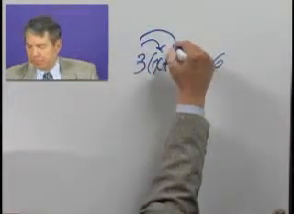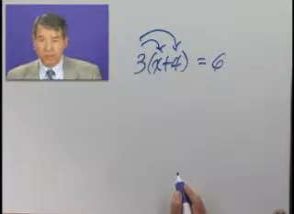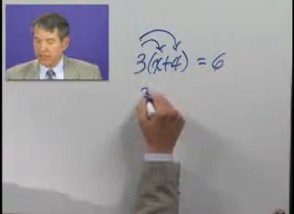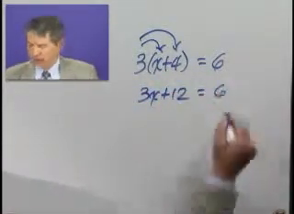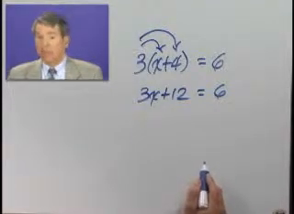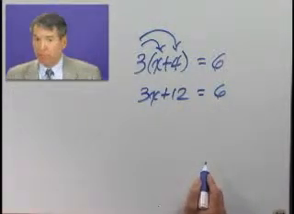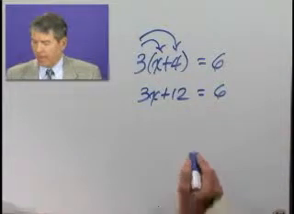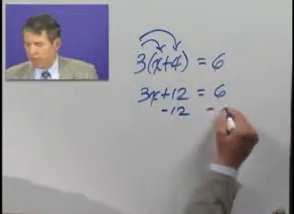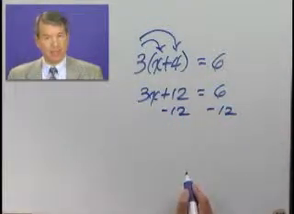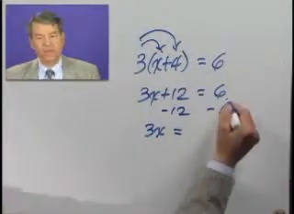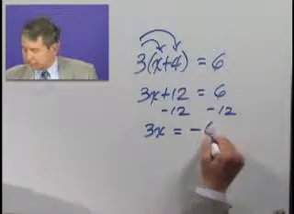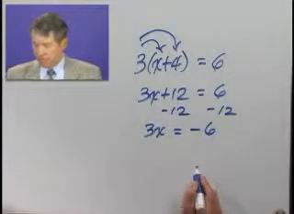Remember, the distributive property tells me the 3 is multiplying both of the quantities inside. So, 3 times x gives me 3x. 3 times 4 gives me 12. I still have the 6 on the right side, and this now looks like a much simpler problem with the parentheses gone. If I subtract 12 from both sides to help isolate the 3x, I'm going to have 3x equals, careful, 6 minus 12 is negative 6, so I have a negative.